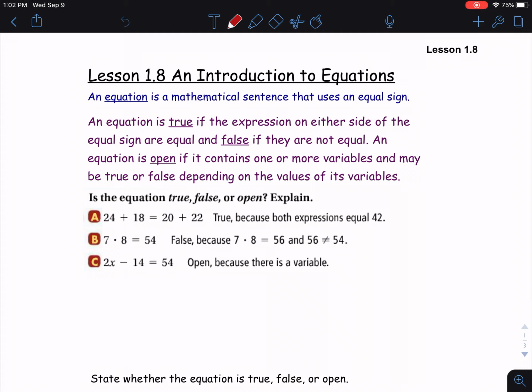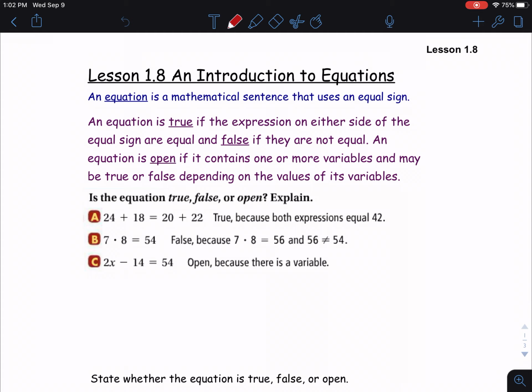A true equation is an equation where each expression on the left and right of that equation are equal to each other. One example of that would be 24 plus 18 equals 20 plus 22, because both sides of that equation have a value of 42. That is a true equation because 42 does equal 42.